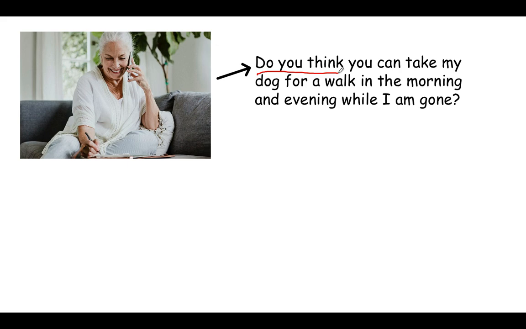When you ask somebody to help you, or when you're asking for help in English, you want to use the simple present tense. Do you think you can help me? Can you help me? Because if you use the present continuous, like, are you thinking you can help me? It's not really asking them. It's suggesting to them that they were already thinking about it.